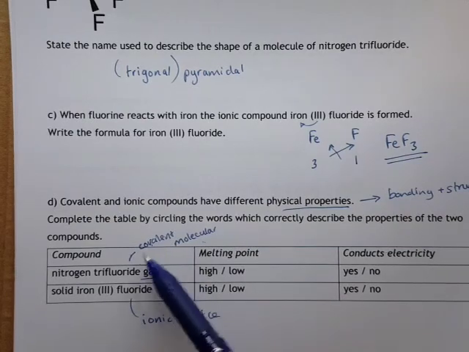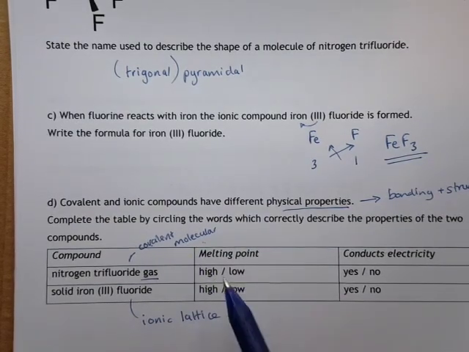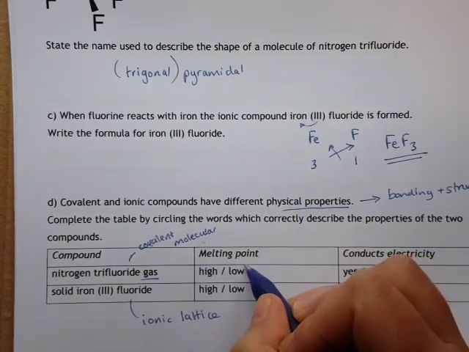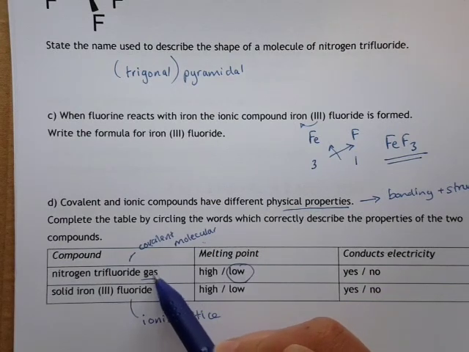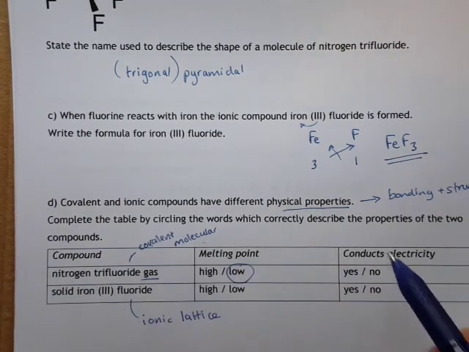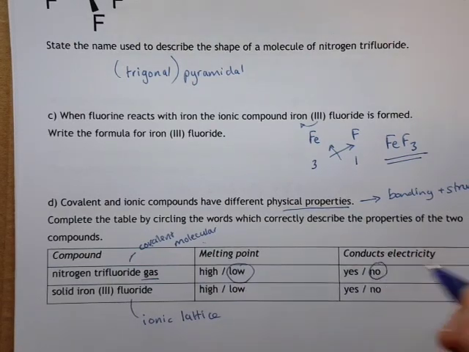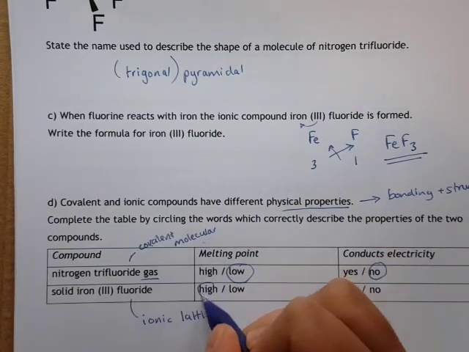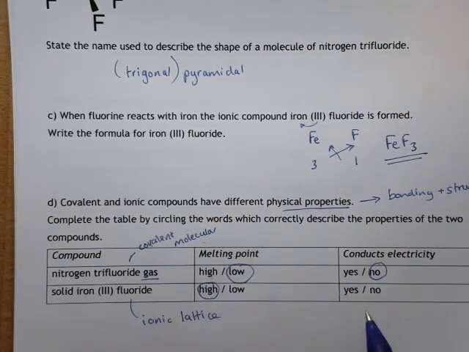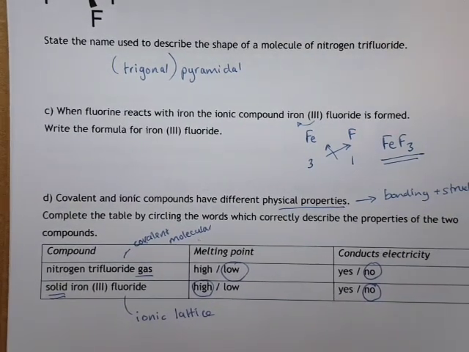So once you've figured out the bonding and structure, then you should have learned, or you should have memorised the properties of the different types of compounds. So covalent molecular substances have low melting points. Gases in general, if it's a gas, it must have a low melting point. And covalent molecular substances do not conduct electricity. Okay, ionic lattices have high melting and boiling points. Now, when it comes to electricity, ionic compounds conduct only when molten or dissolved, but in this question it tells us that it's solid iron 3 fluoride, so solid iron 3 fluoride would not conduct electricity. So that was the correct answer for that table there.